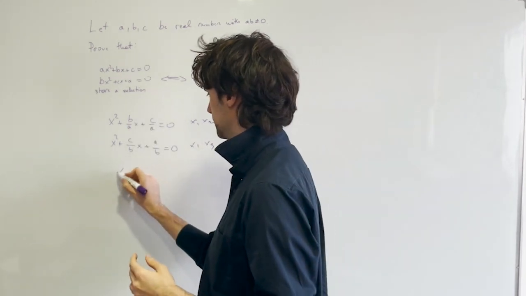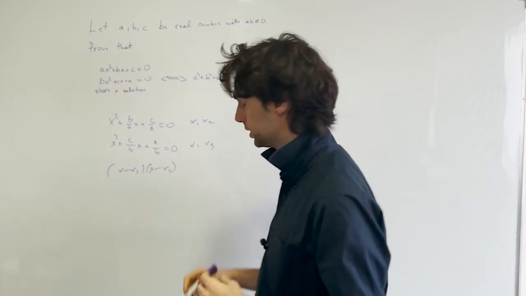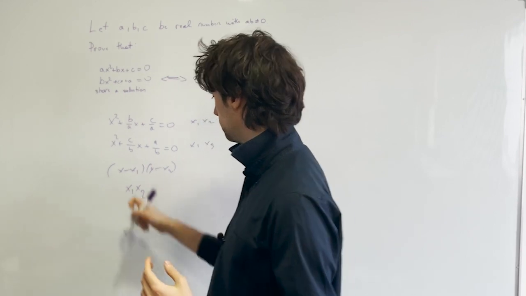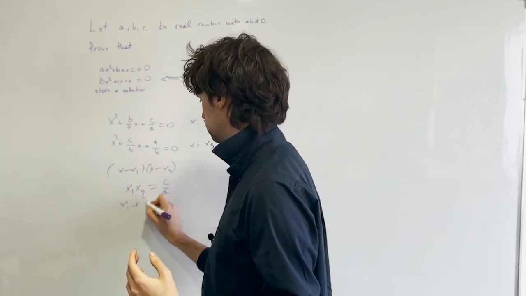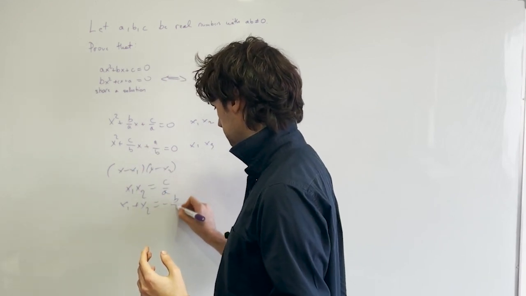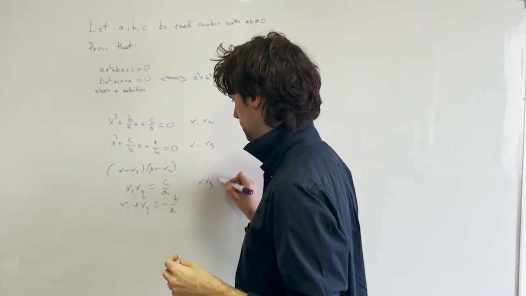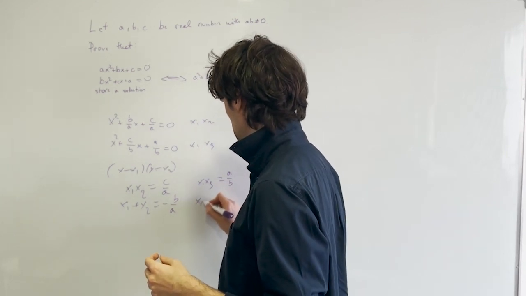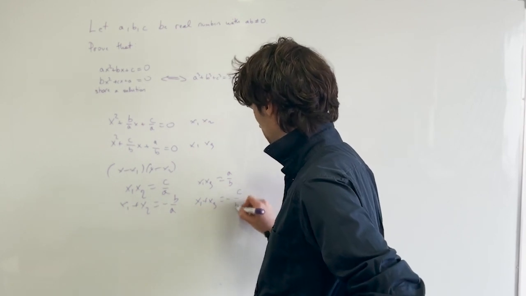What happens when they share a solution? Well, we can write this as x minus x1, x minus x2 is equal to this. What does it give us? It gives us x1 times x2 is equal to c over a. x1 plus x2 is equal to minus b over a. Okay, and then we have x1 x3 is equal to a over b. And we have x1 plus x3 is equal to negative c over b.